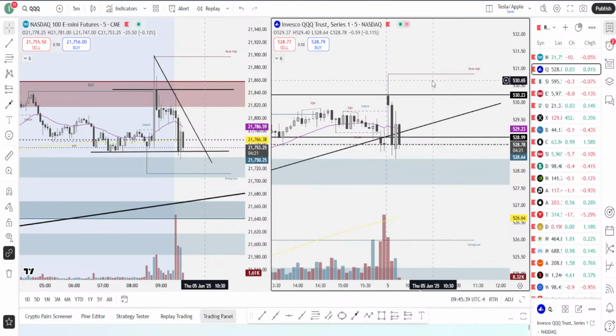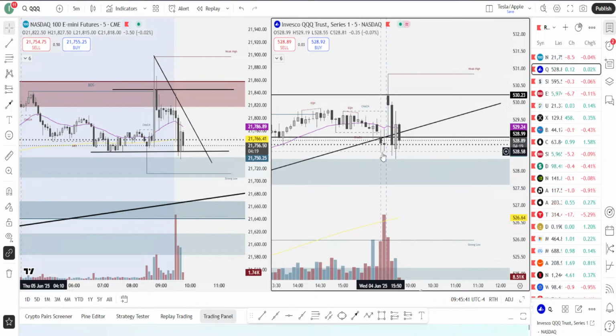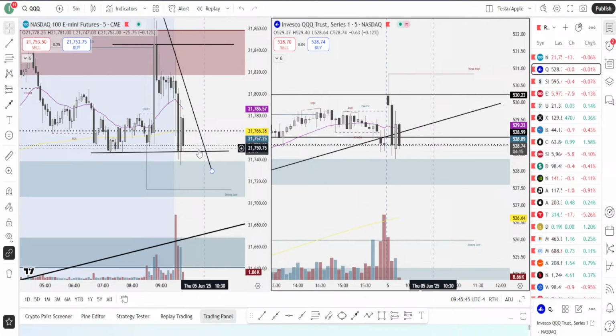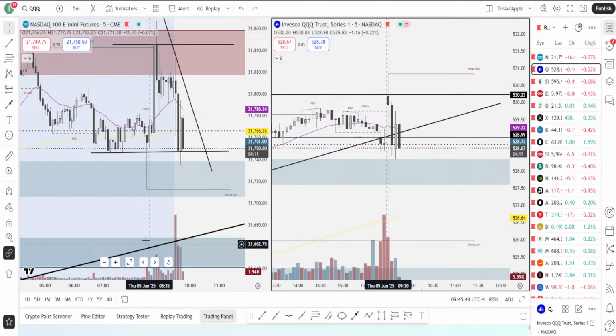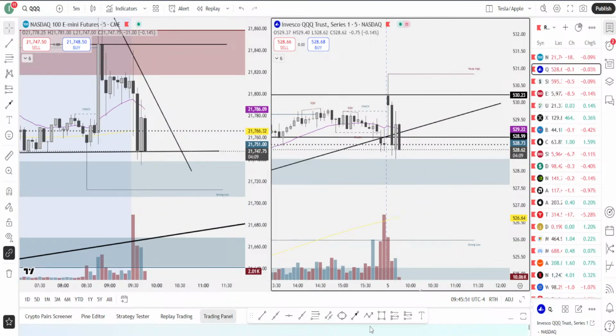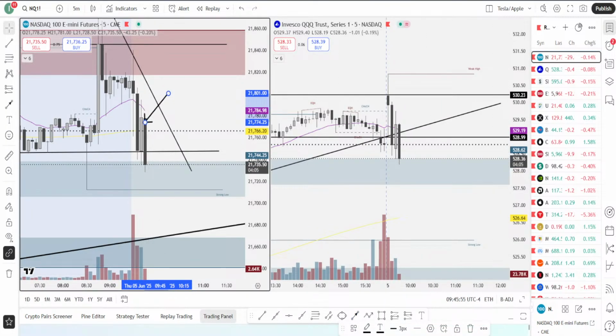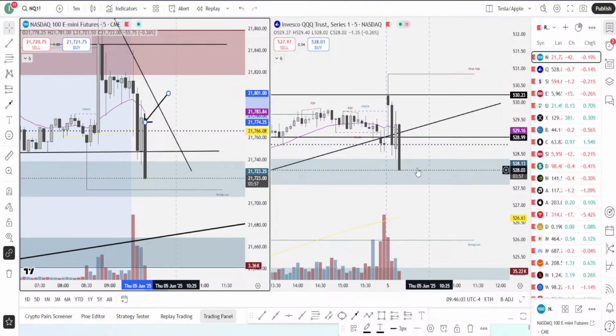I'm trying some shorts. I think we can break below this low right here. The reason being is we had this strong bullish candle right here, and then oh shit. Okay, all right. Oh yeah, that thing coming down, bro.